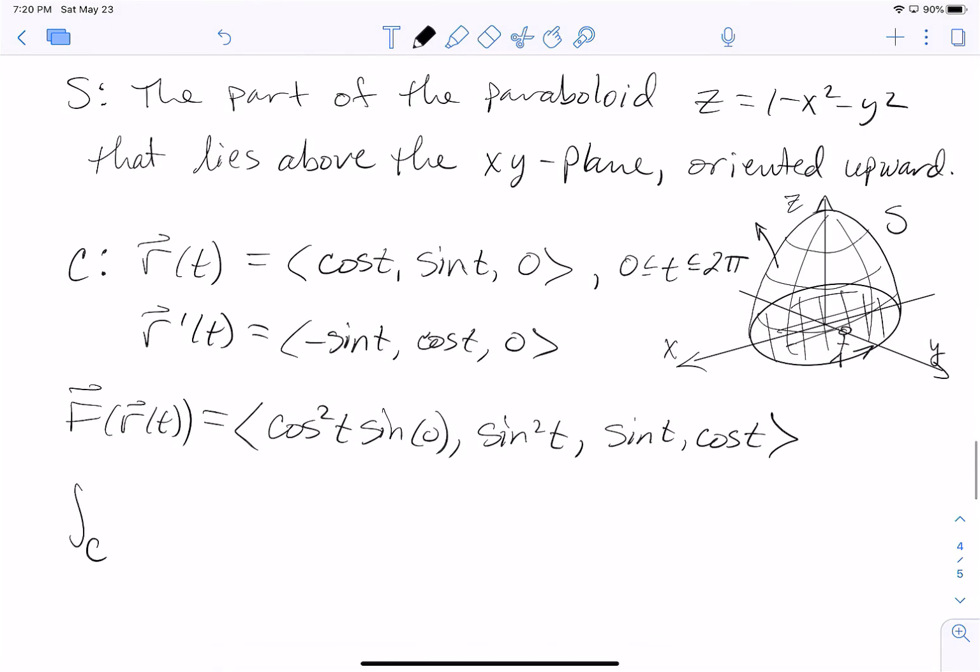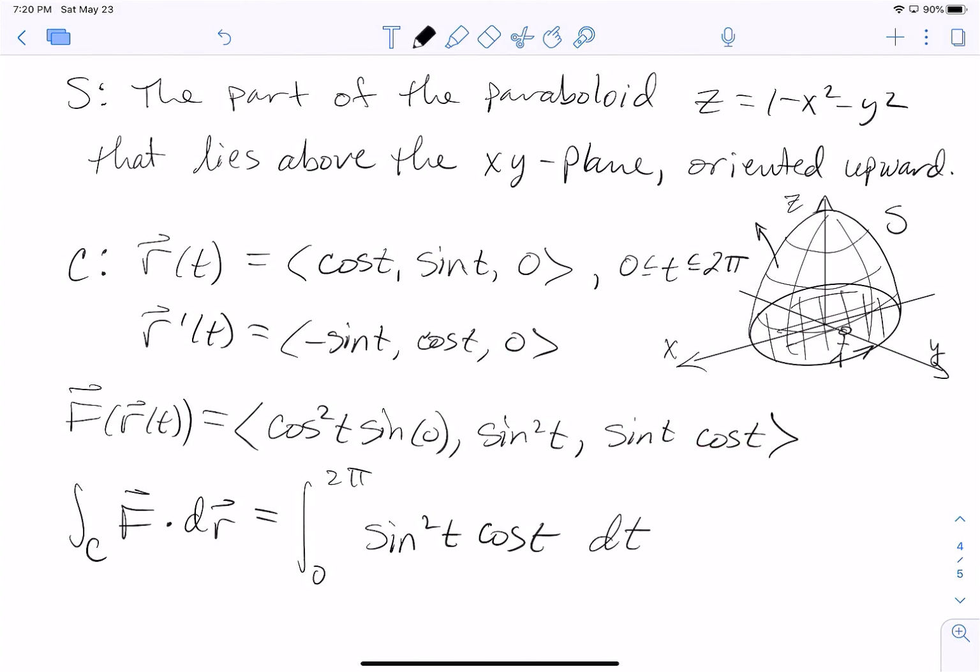Now we're ready to find the line integral over C of F dot dr. And that's going to equal the integral from 0 to 2 pi. Now we take our dot product. Negative sine of t times 0 is going to give us 0. I won't write it down. Cosine of t times sine squared of t, I'll write that as sine squared of t cosine of t. And then for the third component, 0 times sine of t times cosine of t is 0.